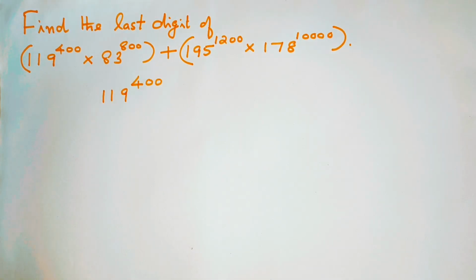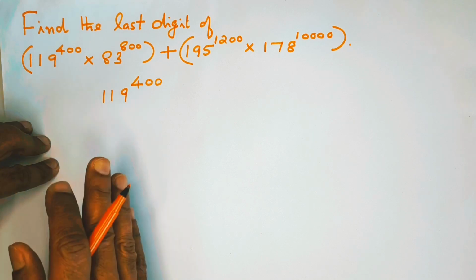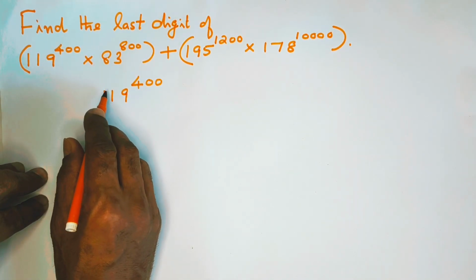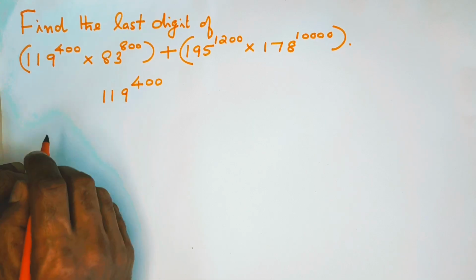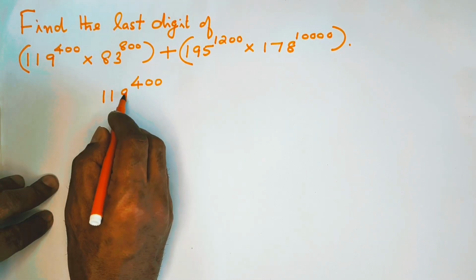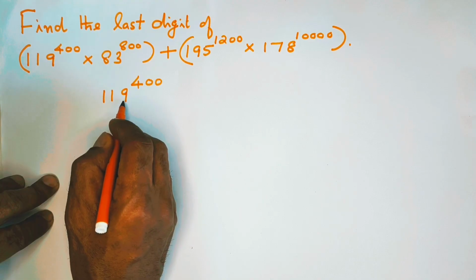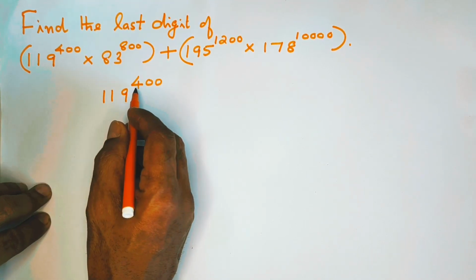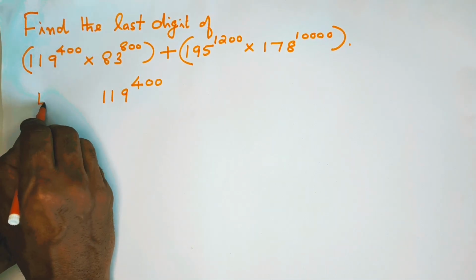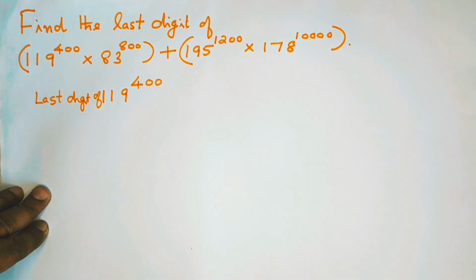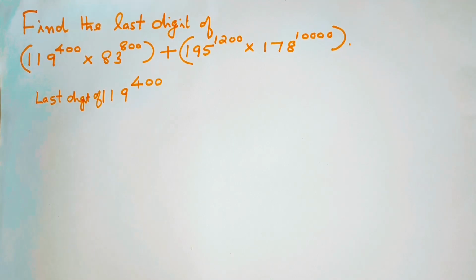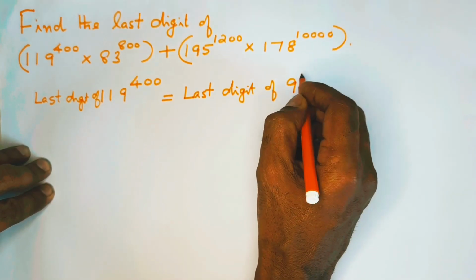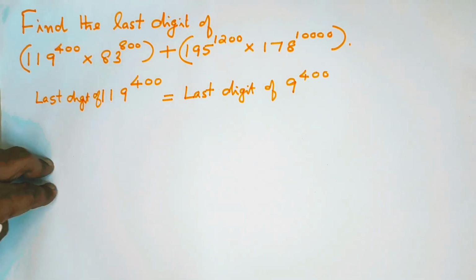There are a few basic points I would like to share with you when looking at the last digit of a number. See, in the base figure, you have three digits, 119. Let me tell you, only the last digit, that is 9, in the base figure will decide the last digit of this number in the exponential form. Rather, the last digit of 119 to the power of 400 is the last digit of 9 to the power of 400. This is true for all numbers.